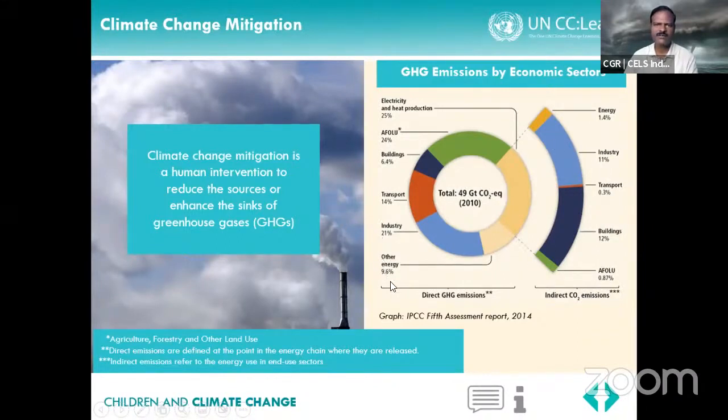Apart from that, we have many other sources. So indirect emissions and direct emissions. So both are there.